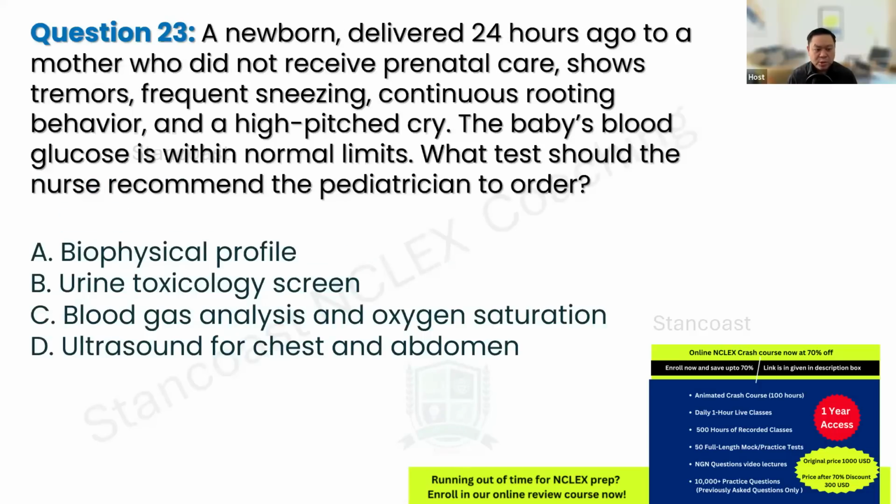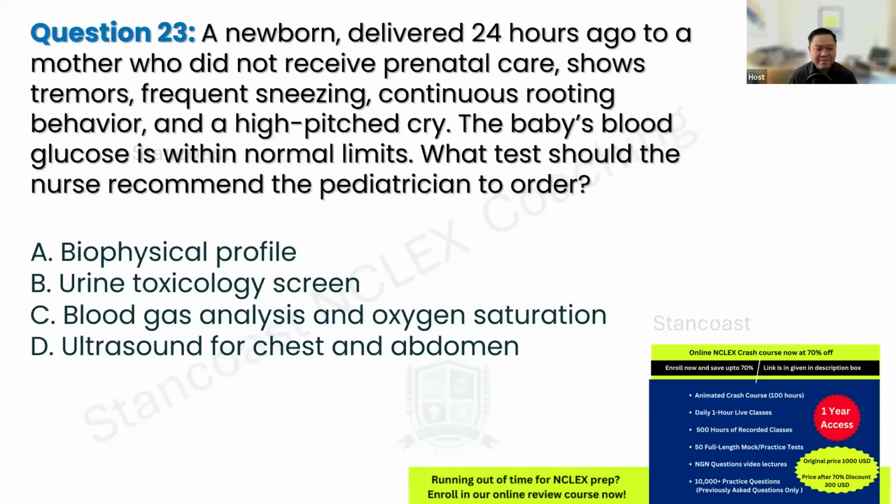A newborn delivered 24 hours ago to a mother who did not receive prenatal care shows tremors, frequent sneezing, continuous rooting behavior, and high-pitched cry. The baby's blood glucose is within normal limits. What test should the nurse recommend the pediatrician to order?